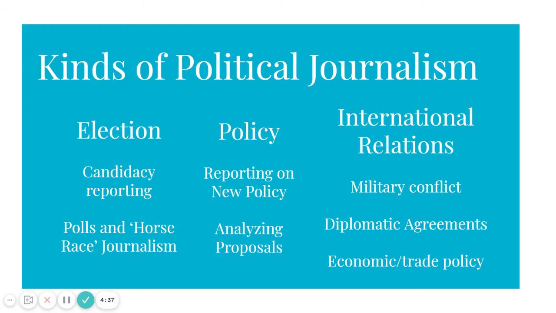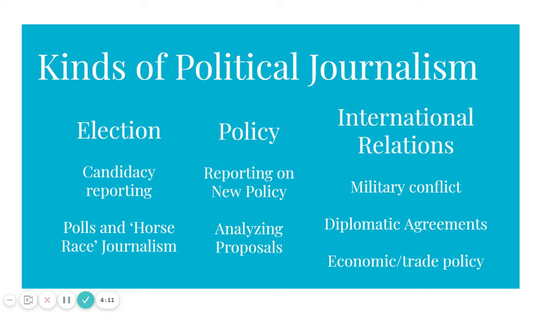Let's look at the kinds of political journalism. Election, policy, and international relations. Election journalism is primarily concerned with the election of elected officials. This includes candidacy reporting, which reports on what a candidate's policies and promises are, and poll journalism, which reports on the likelihood of a candidate winning or the results of an election.